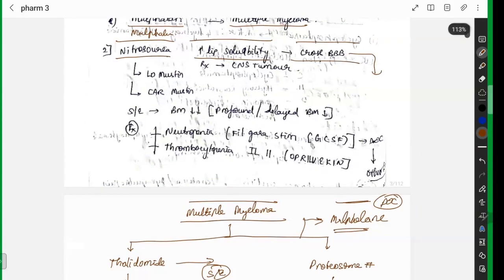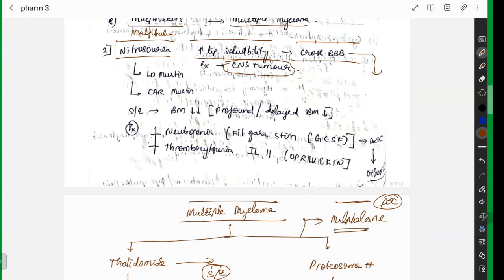You can use it in all CNS tumors, because when you want to treat a CNS tumor, the drug has to pass your blood-brain barrier, isn't it? Only drugs which are lipid soluble can pass the blood-brain barrier and go there. So with these basic details, can you tell me whether nitrosourea is safe in a renal failure patient?